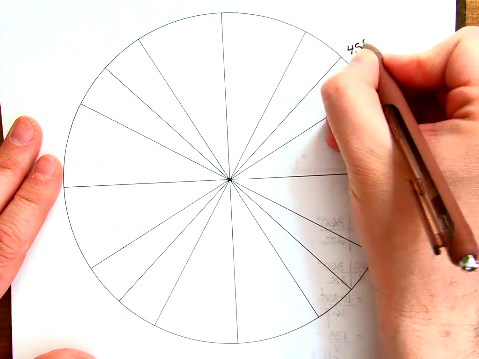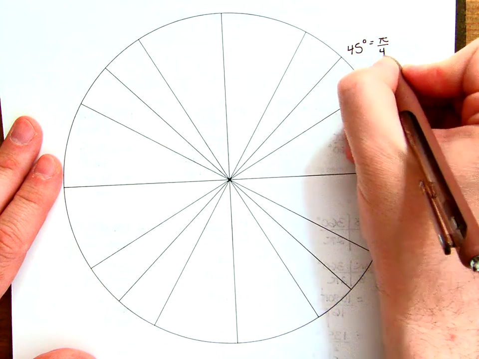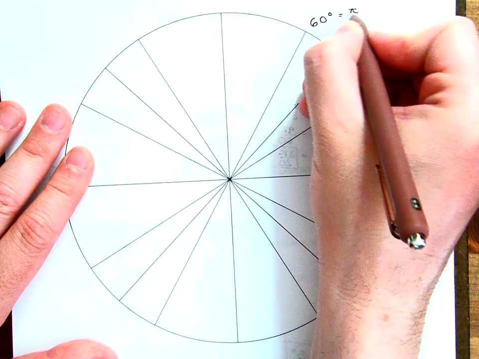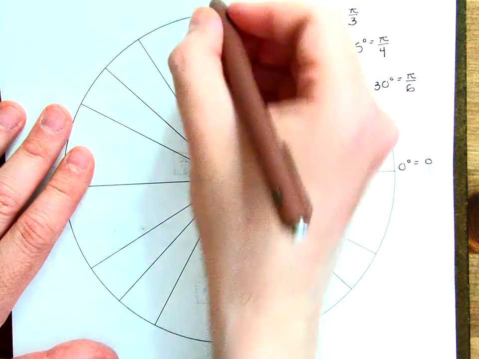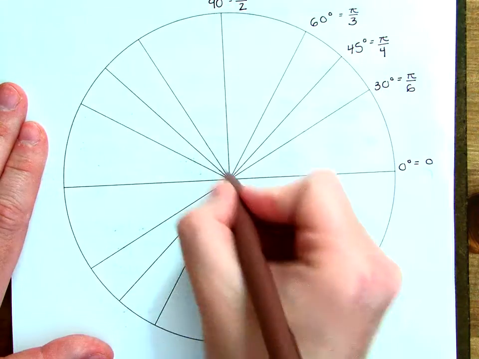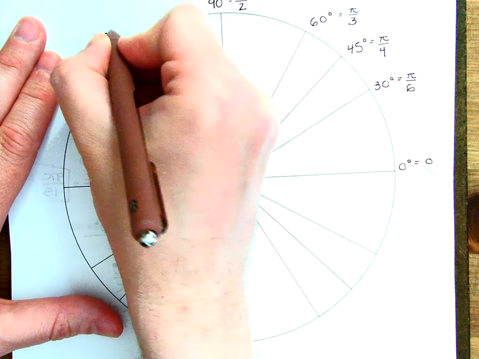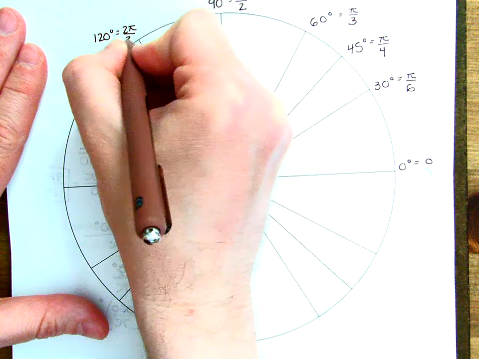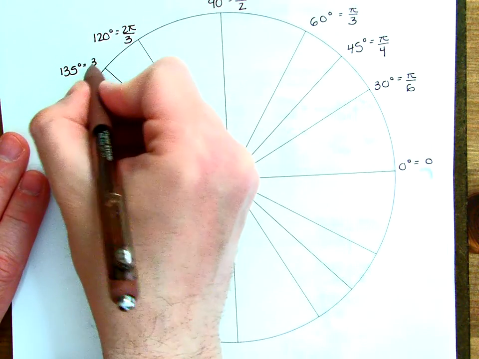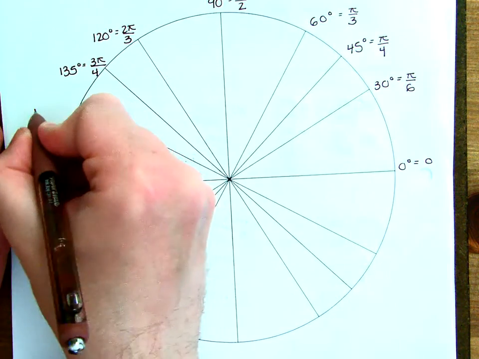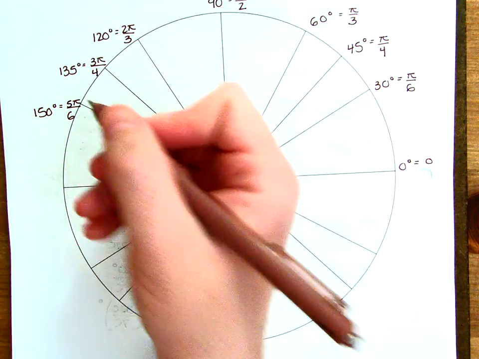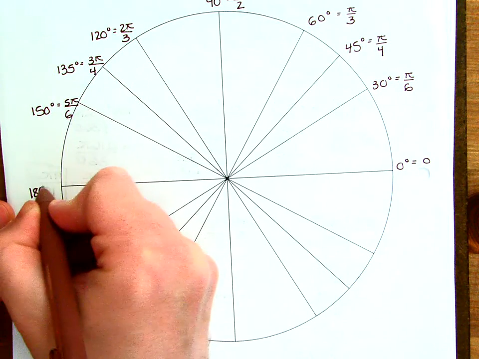45 degrees, which is pi over 4 radians. Then 60 degrees, which is pi over 3. Straight up, we have 90 degrees, which is pi over 2. Over here, that's 120 degrees, or 2 pi over 3. Then I have 135 degrees, or 3 pi over 4. 150 degrees, which is 5 pi over 6. And 180 degrees, which is pi.